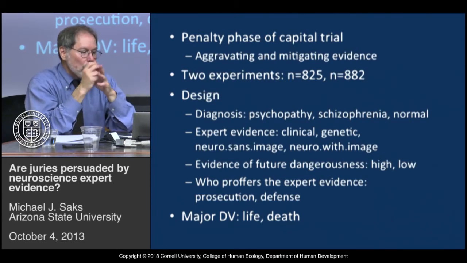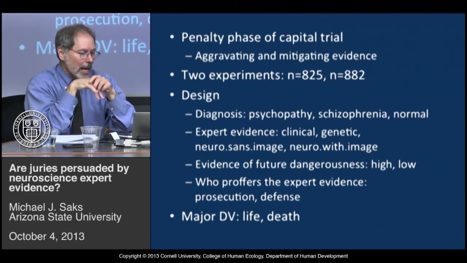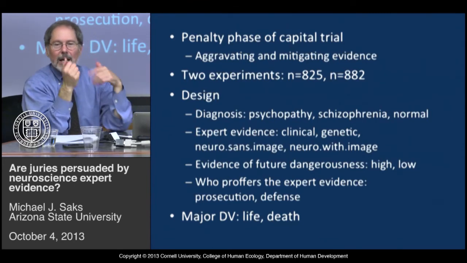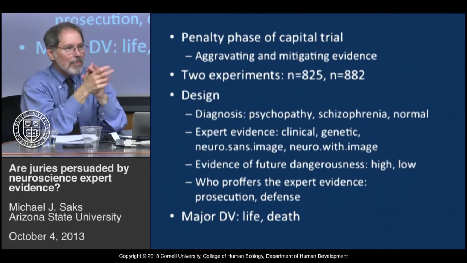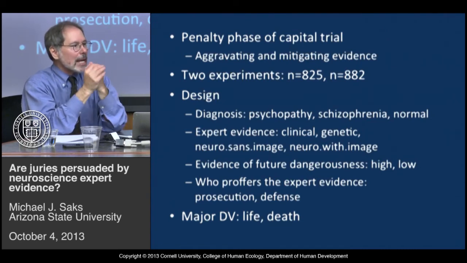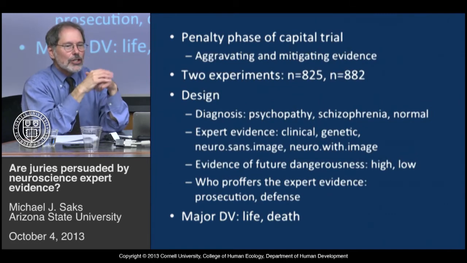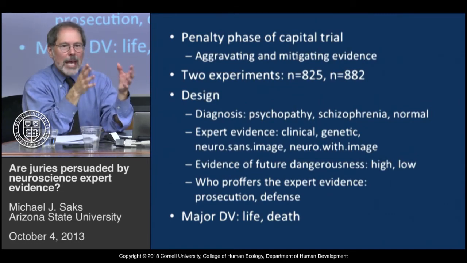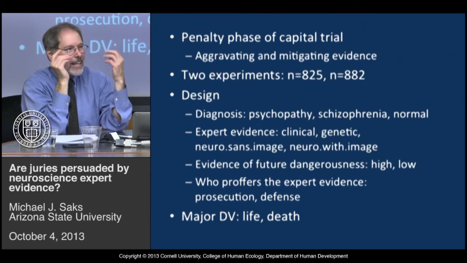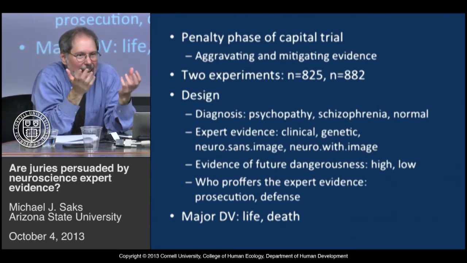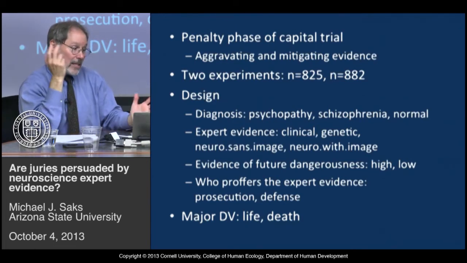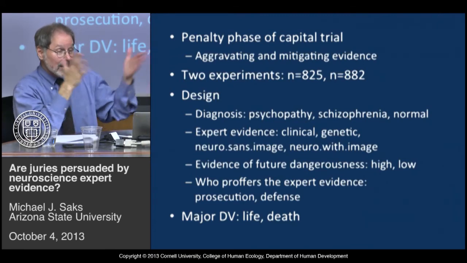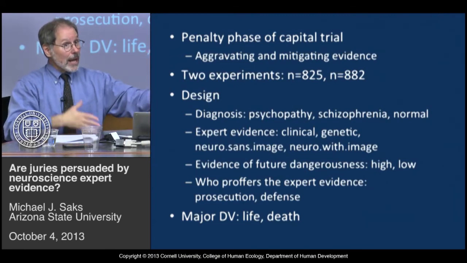And we also varied who proffers the expert evidence. Is it the prosecution or is it the defense? The defense can come in and say, look, based on the expert testimony, my client's messed up and you should cut him a break. The prosecution can come in with the same evidence and say, look, this person is screwed up. There's no way they'll be able to control him in prison. He can't control himself. He's really dangerous. Kill him, fry him, execute him. And the major dependent measure is, do you recommend life or do you recommend death?